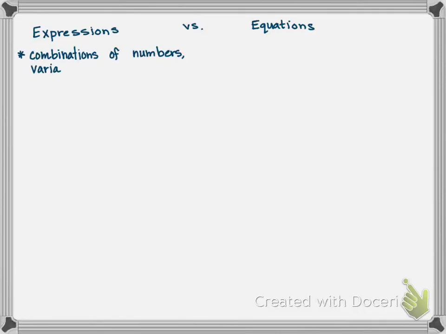Variables and operations. So by operations, we mean mathematical operations: addition, subtraction, multiplication, and division are our four basic ones, right? We've got some more, but those are the ones that we see most often.